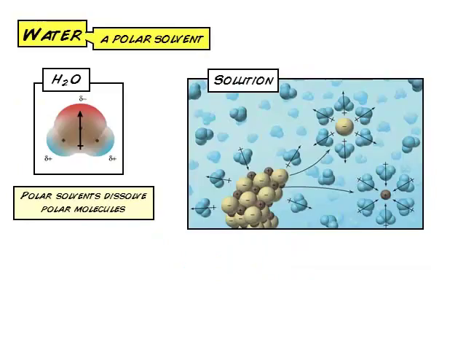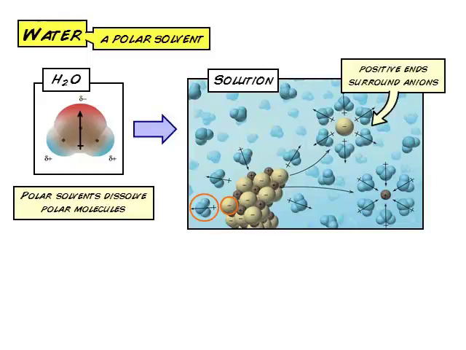As a polar molecule, water is able to act as a polar solvent. Polar solvents are able to dissolve polar molecules, and in particular water is able to dissolve ionic solids. When we put an ionic solid into water, the positive end of the water molecule is attracted to the negative anions. The positive ends surround the anion and dissolve it in the solution.